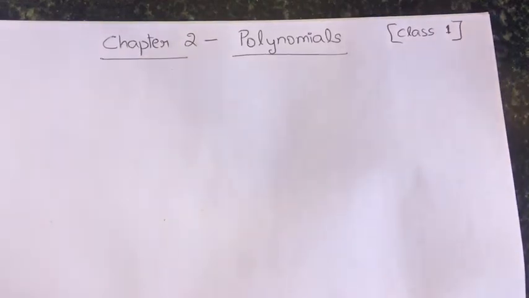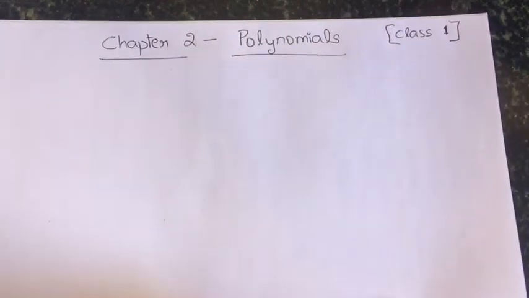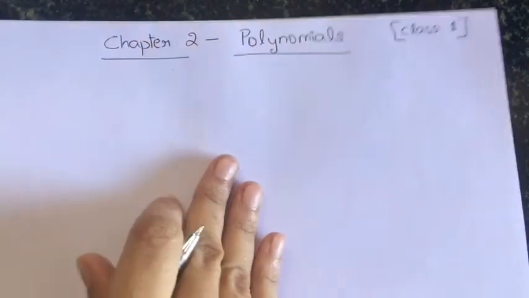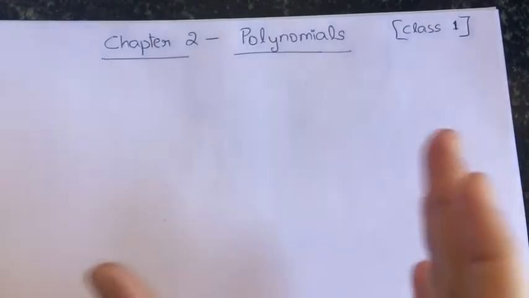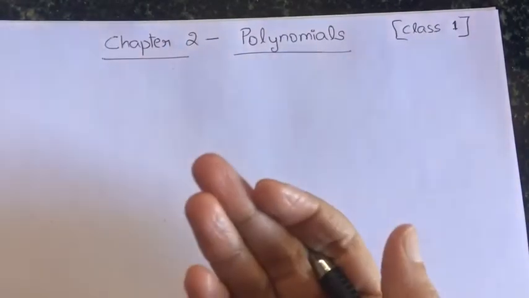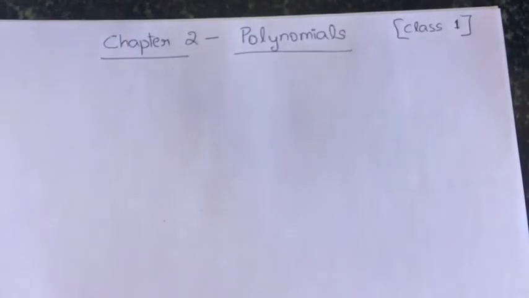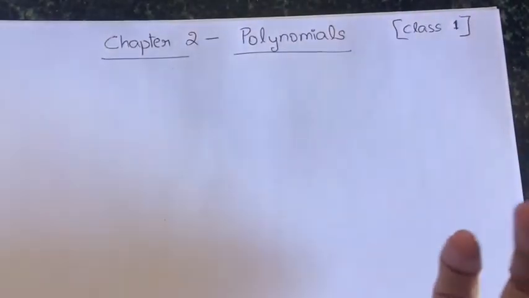Today's class, let us learn about polynomial. A polynomial is an algebraic expression which is composed of variables, constants and exponents, and these are combined with the algebraic operations like addition, subtraction, multiplication and division.